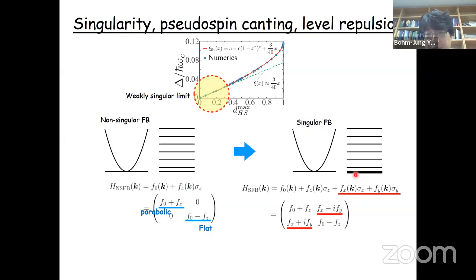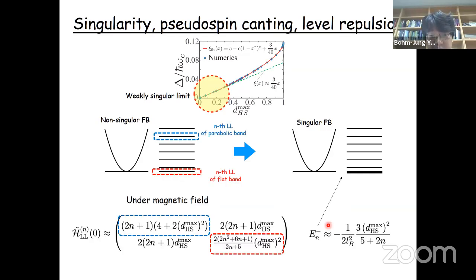So this means that the singularity of the wave function at this point and the pseudospin canting are closely related to each other. Moreover, since this additional term appears in the off-diagonal part, it is very natural to expect some kind of level repulsion between these two diagonal band structures. This is exactly what's happening in the Landau level spectrum. This is the effective Hamiltonian describing the coupling between the nth Landau level of the parabolic band and the nth Landau level of the flat band. Here we can clearly see that the off-diagonal term that describes the level repulsion is linearly proportional to the Hilbert-Schmidt quantum distance. This means the Hilbert-Schmidt quantum distance is exactly the origin of this level repulsion, which gives the spreading of the flat band Landau level.